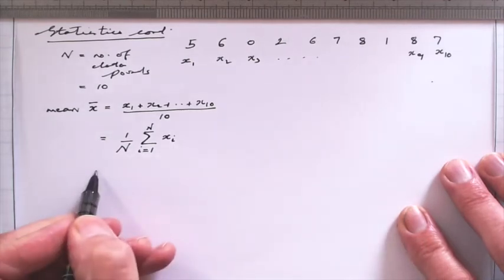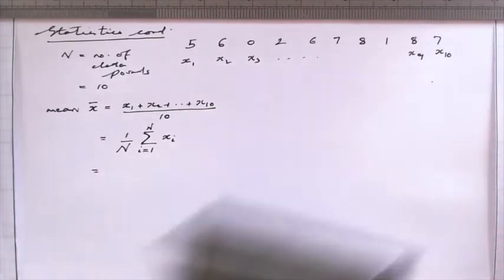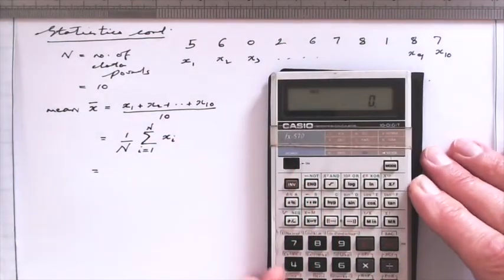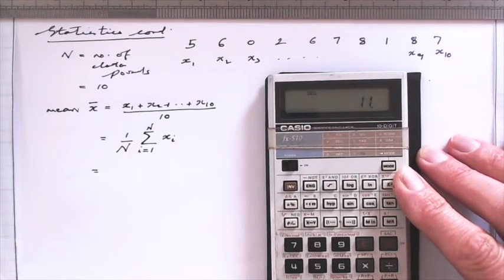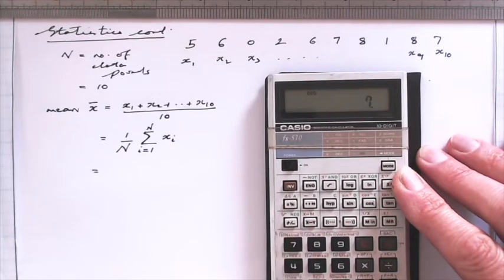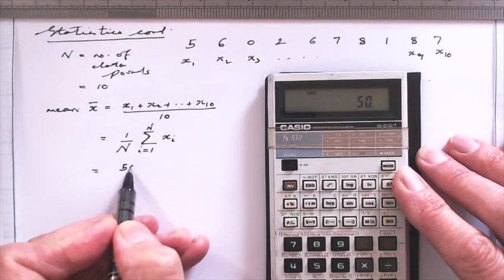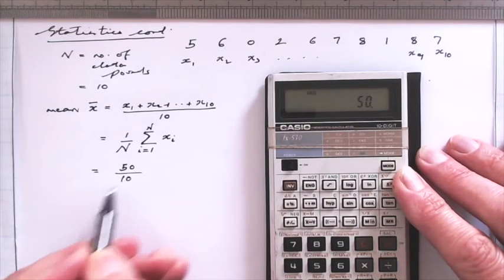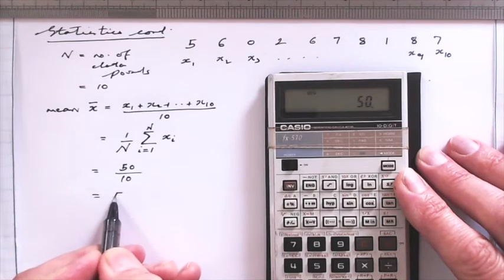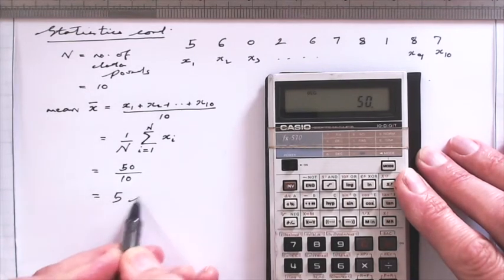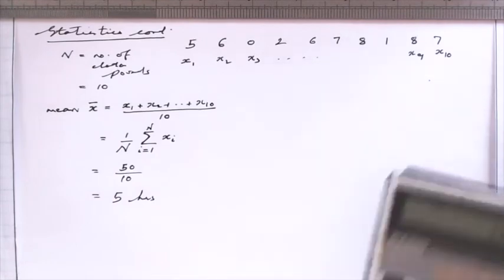So we can just do that. Let's add those numbers. Let's just do it on a calculator here carefully. We have 5 plus 6 plus 0 plus 2 plus 6 plus 7 plus 8 plus 1 plus 8 plus 7 equals 50. And then we divide that by the number of data points, 10, and happily we get an integer, which makes everything a lot easier, I can assure you. So the mean of the data is 5 hours of sunshine.